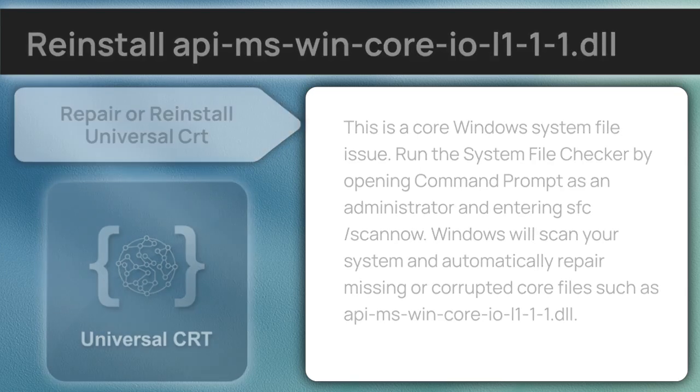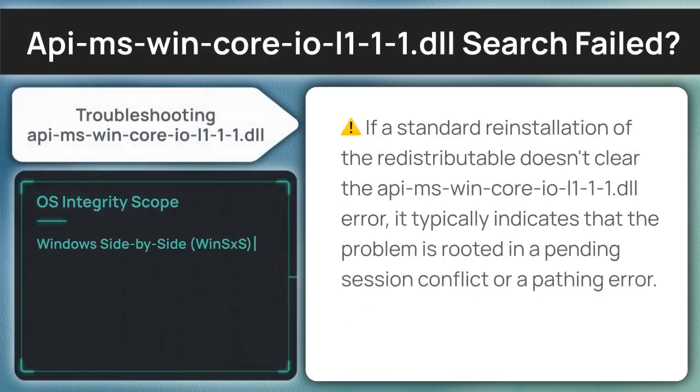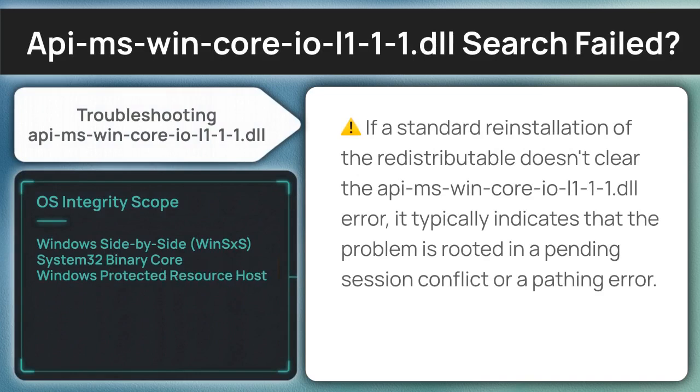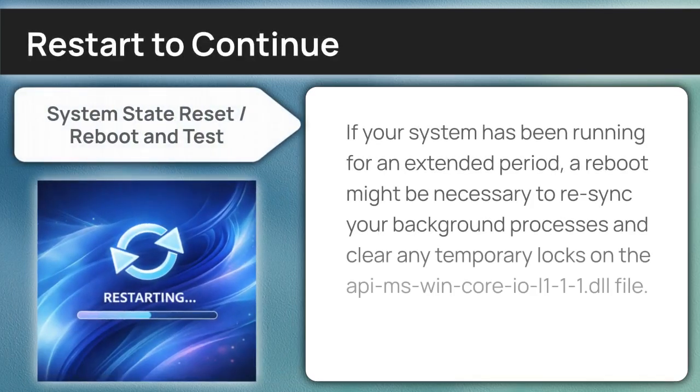Should the file remain missing after a reinstall, we need to ensure that the operating system is forced to re-index its shared library paths. Performing a restart can determine if the error is just a transient environment glitch. A reboot refreshes your system's path variables and can sometimes re-establish a broken link to the WinCore IO library version 11 file.